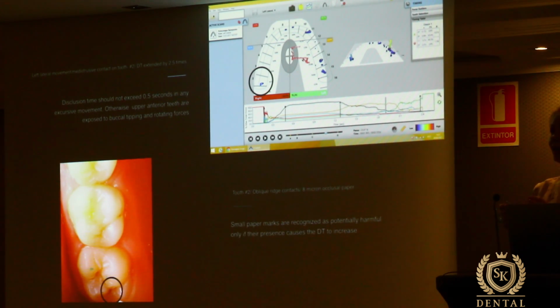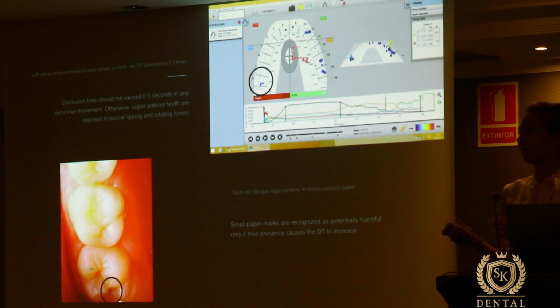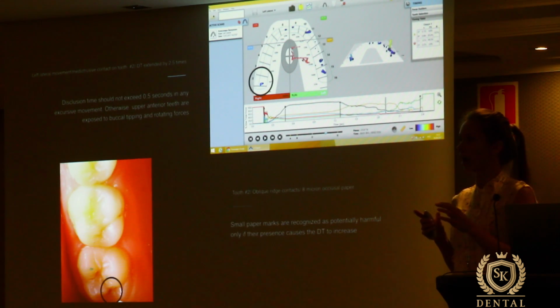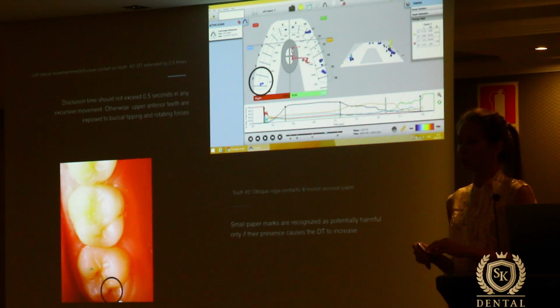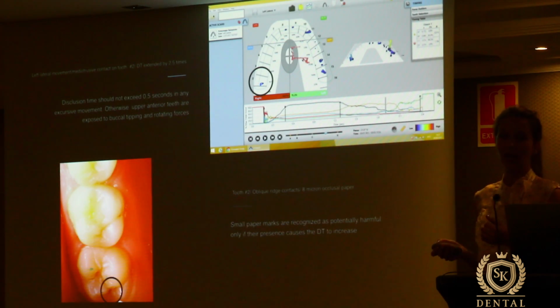And so the smaller the paper mark, the smaller the area of contact, the more the force. This is the same as with women's high heels, where a very high force is situated on a very small area. And so the medial intrusive contact on tooth number 2 contributes to the prolonged disclusion time in the left lateral intrusive movement.